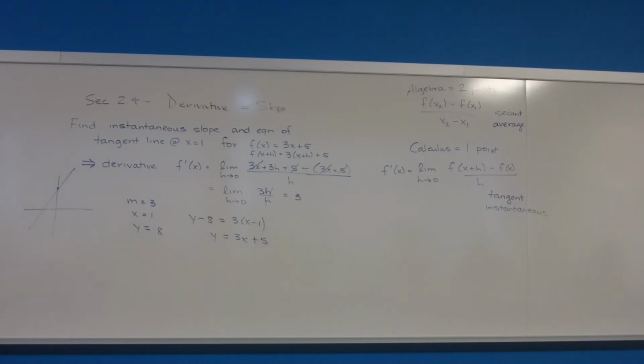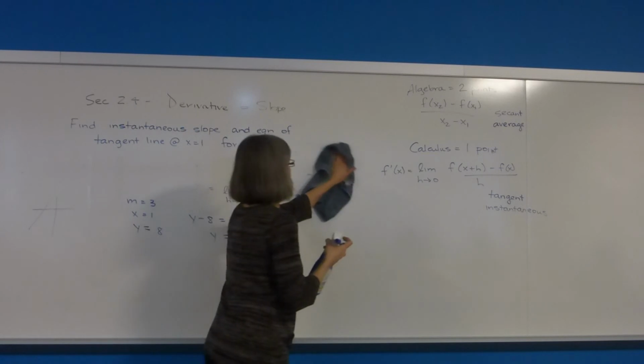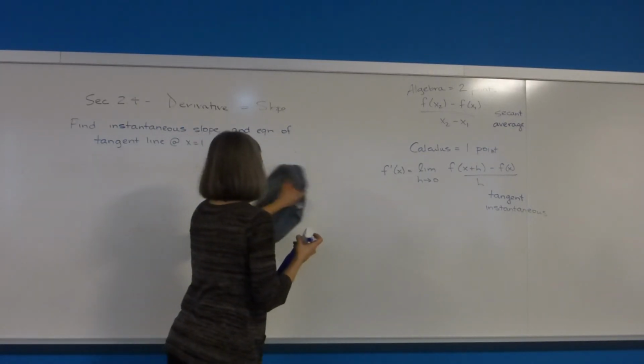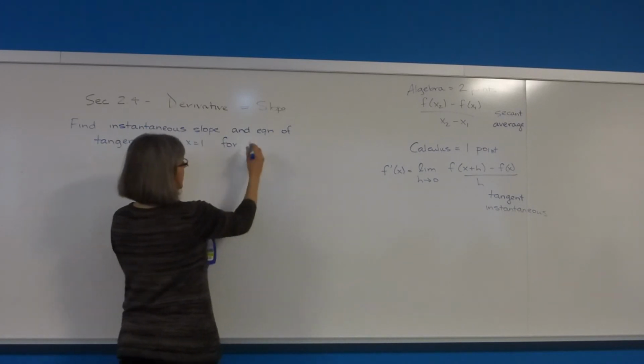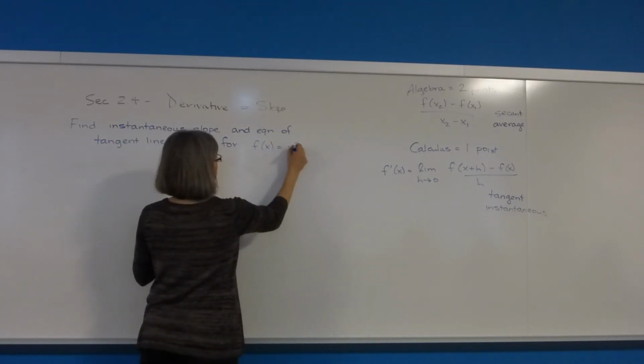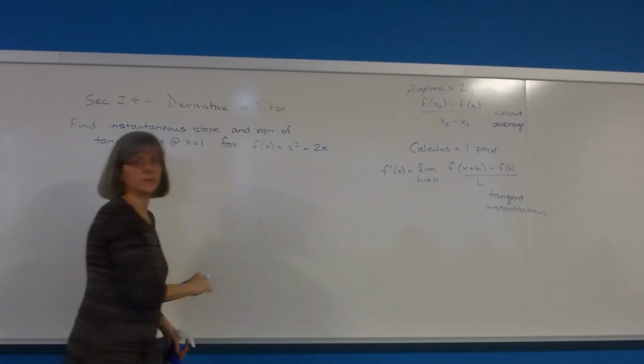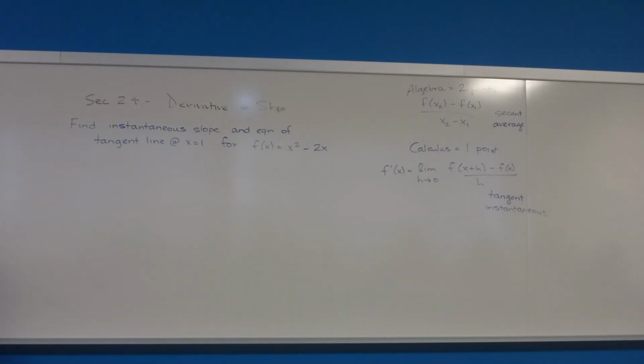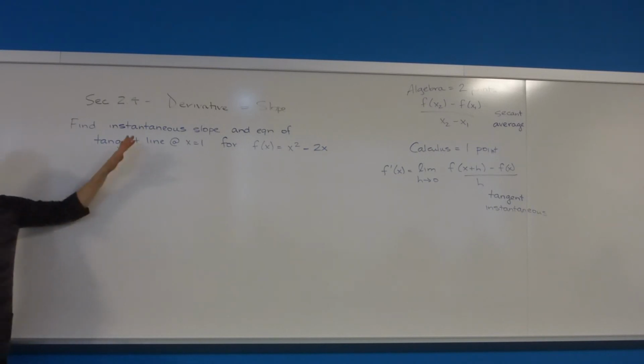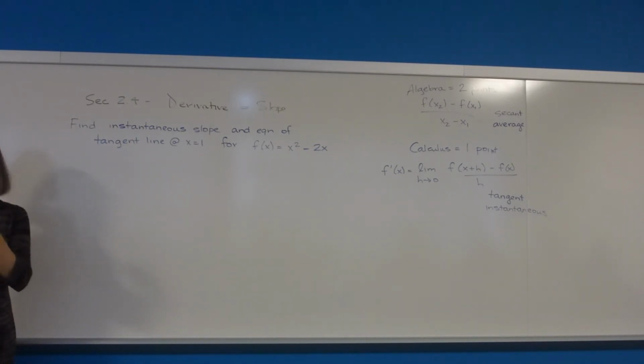So let's look at one more. Do you want to do one more, or do we want to do a word problem? Let's do one more. All right, I think we might have time for both. Okay, so same setup, different function. So we're going to do the exact same thing. Instantaneous slope, tangent line, that's derivative. So find the derivative using the difference quotient and the limit, and then just keep going.